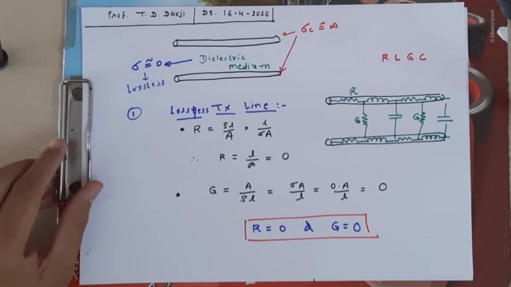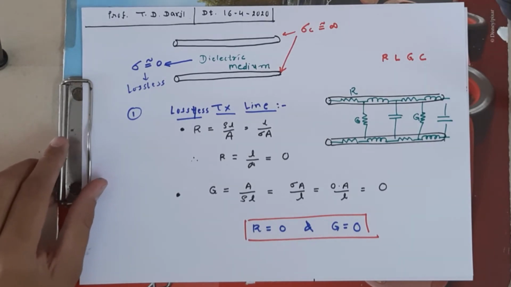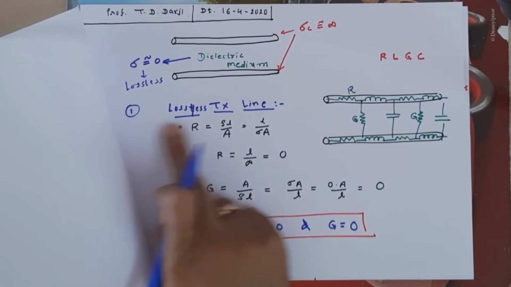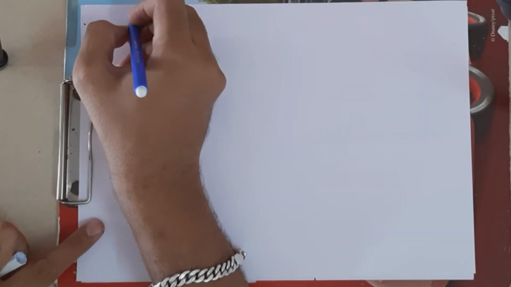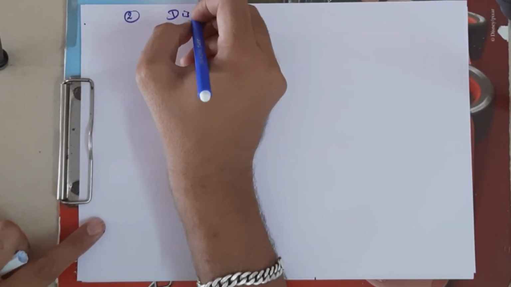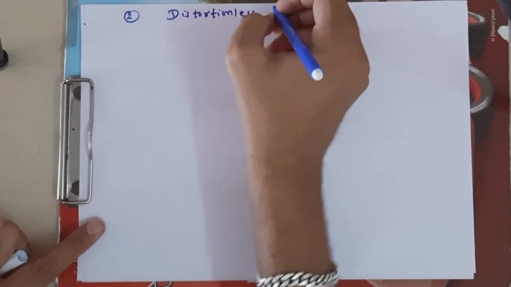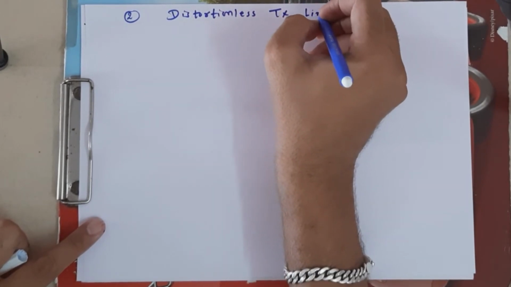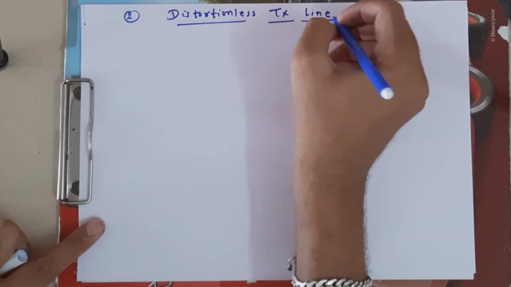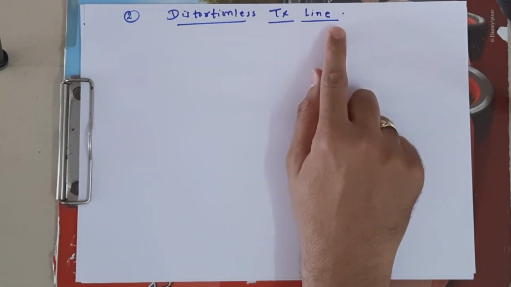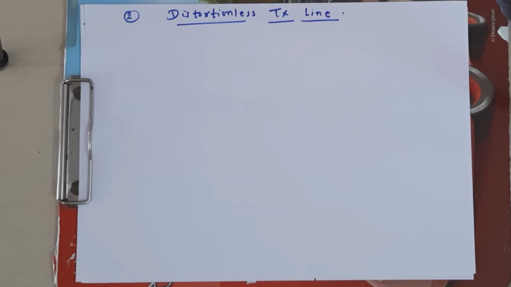Okay, so next is distortionless transmission line. So first is lossless transmission line, and second is distortionless transmission line. Okay, distortionless transmission line, that means there are no distortions.